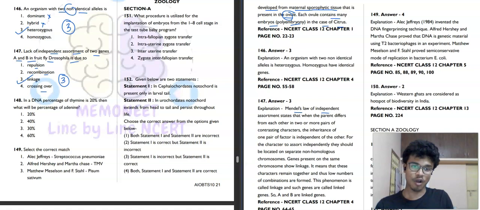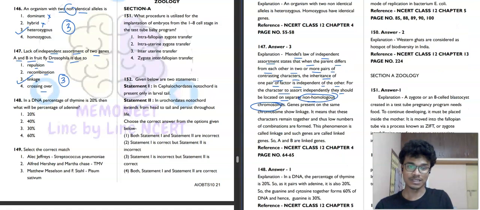It is saying that Mendel's law of independent assortment states that when the parents differ from each other in two or more pairs of contrasting characters, the inheritance of one pair of factors is independent of the other. For the characters to assort independently, they should be located on separate non-homologous chromosomes. But in linkage, genes that are present on the same chromosome show linkage. It means that these characters remain together and thus a low number of combinations are formed. This phenomenon is called linkage, and such genes are called linked genes.